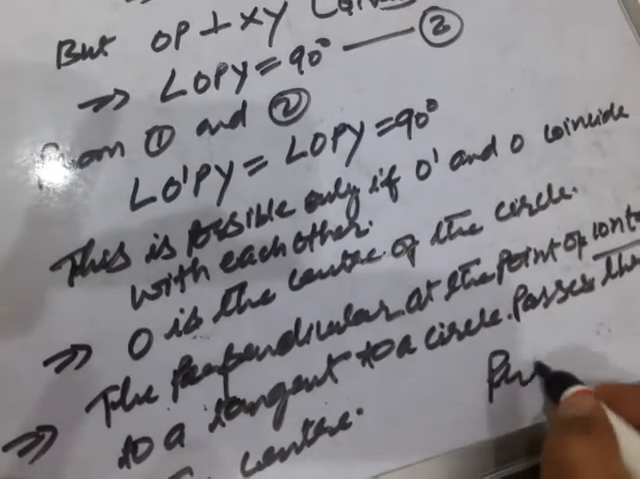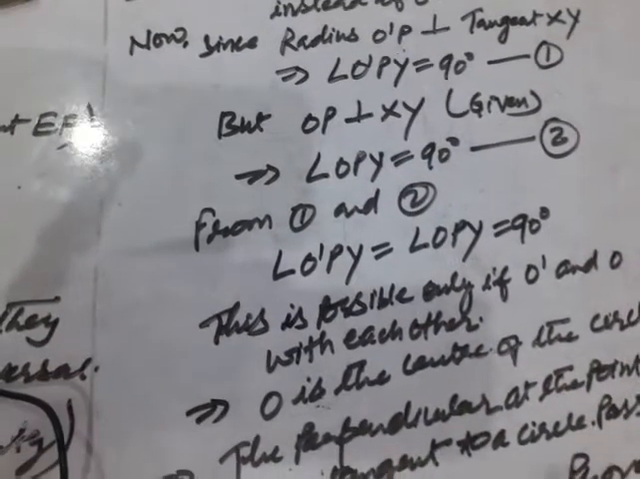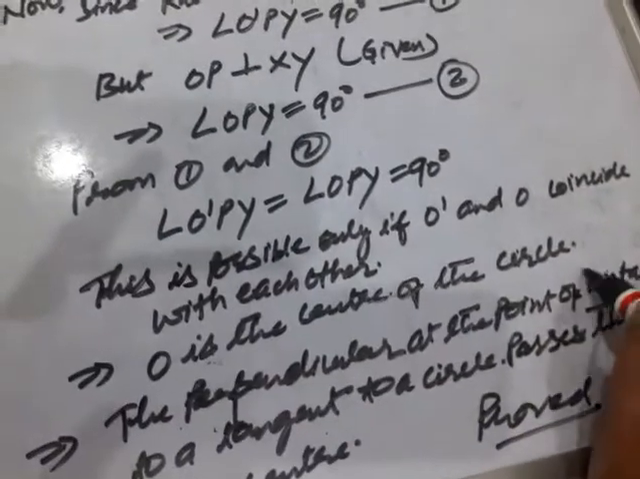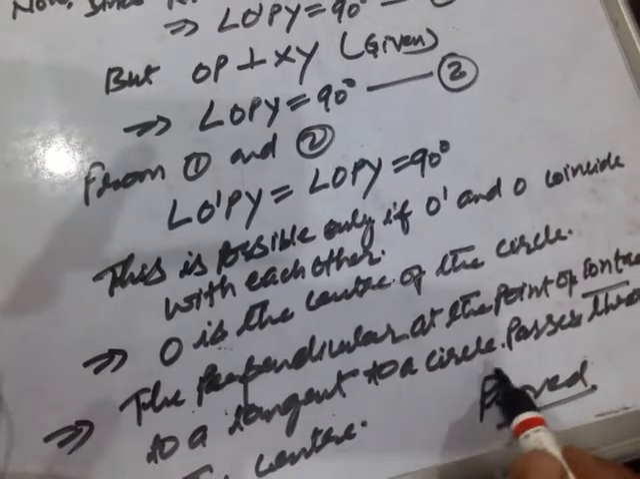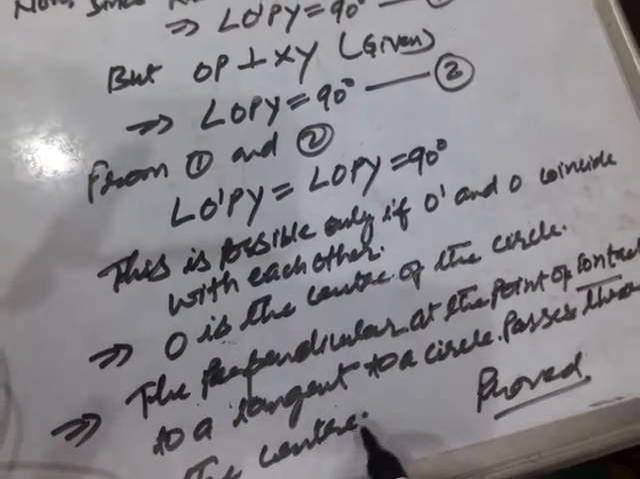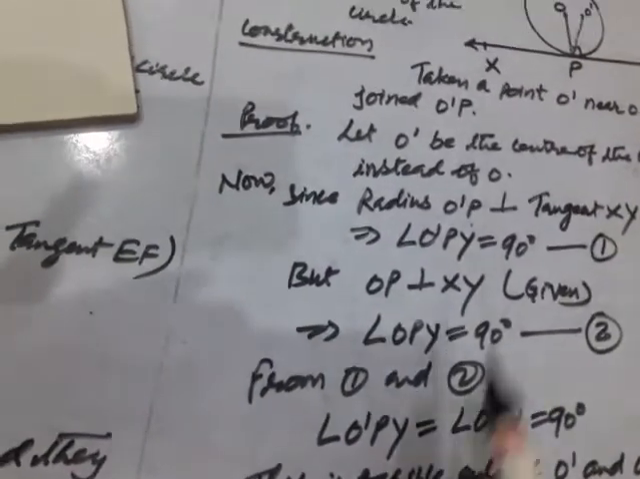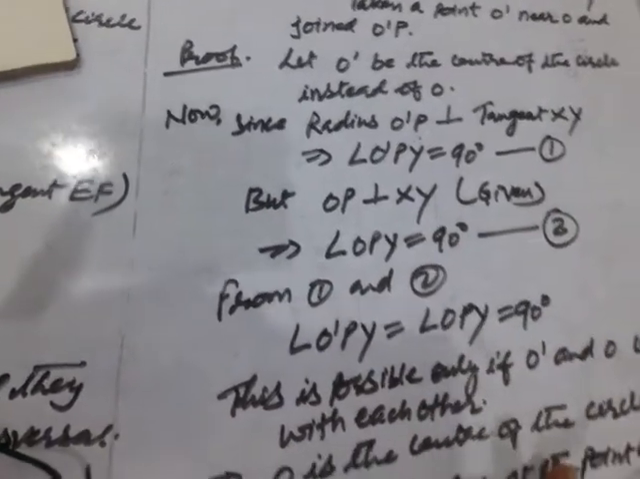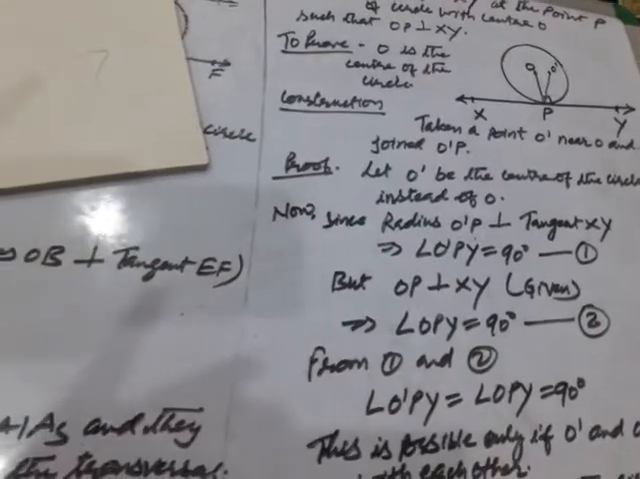Okay children, and we have proved. This is again a very good question, children. So what we have proved? We have proved that the perpendicular at the point of contact to a tangent to a circle passes through the center. And here we have proved that O is the center, not O dash, because both the angles are 90 degrees, and this is possible only if both the points coincide with each other. Coincide means they are the same point, only different names are there.